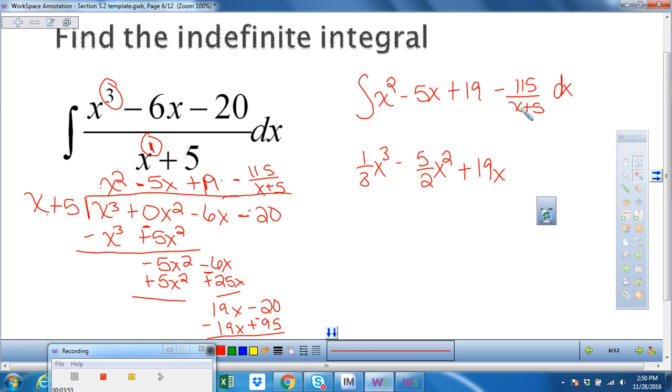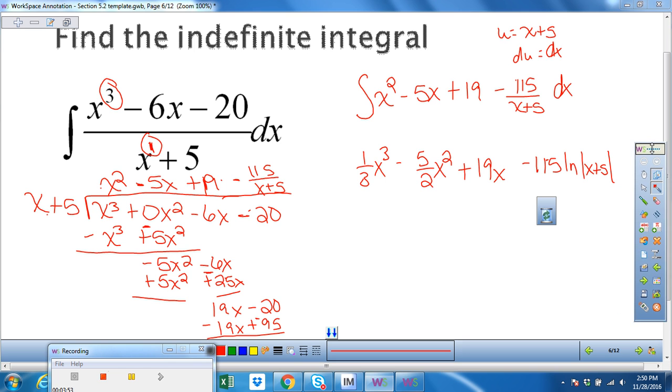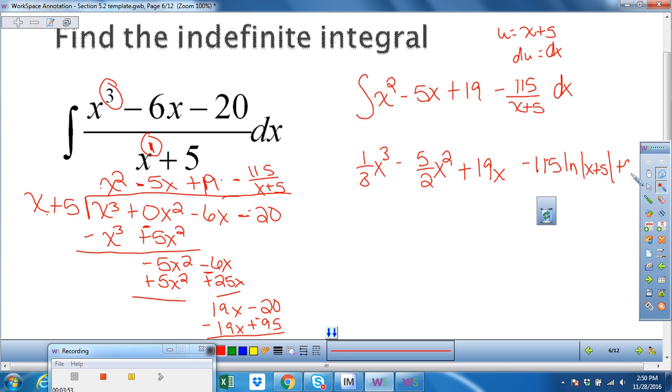Now for this one, I'm actually doing a u substitution in my head. I'm letting u equal x plus 5, du equals dx. So then this just becomes negative 115 natural log of u, but u is x plus 5. When they're simple like this, I can just do them in my head, plus c. Okay?